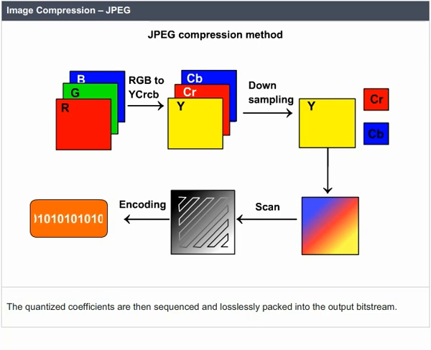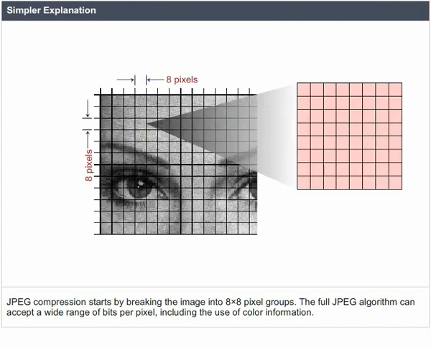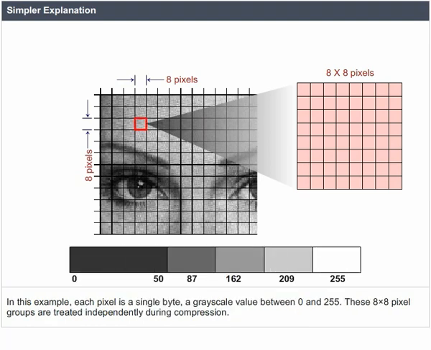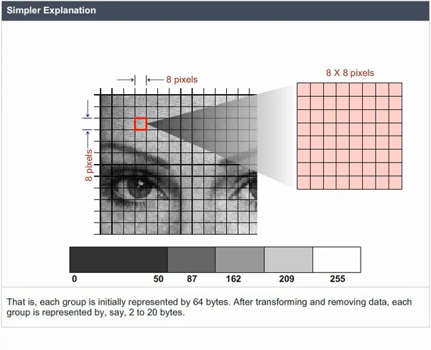Simpler explanation. JPEG compression starts by breaking the image into 8 by 8 pixel groups. The full JPEG algorithm can accept a wide range of bits per pixel, including the use of color information. In this example, each pixel is a single byte, a grayscale value between 0 and 255. These 8 by 8 pixel groups are treated independently during compression. That is, each group is initially represented by 64 bytes.